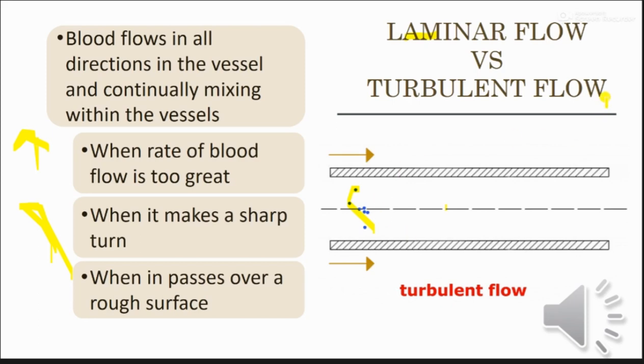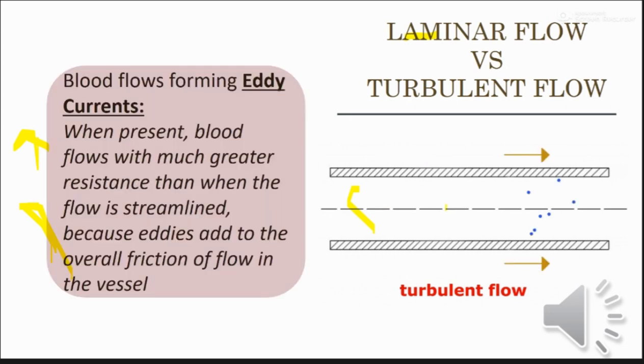So this turbulent flow forms your eddy currents. When eddy currents are present, the blood flows with much greater resistance, because eddies add to the overall friction of the flow in the vessel. So if there is greater resistance, we know that the blood flow is decreased, right? Because there is increased resistance or friction. Turbulent flow in abnormally constricted arteries may indicate an increased probability that thrombosis will develop.